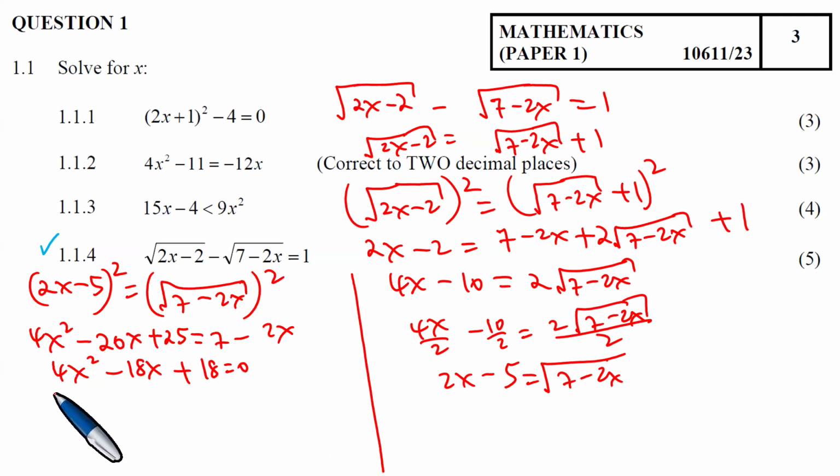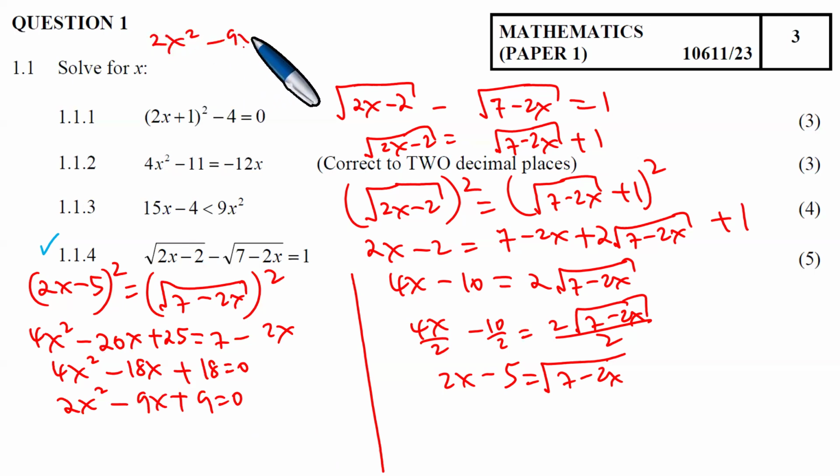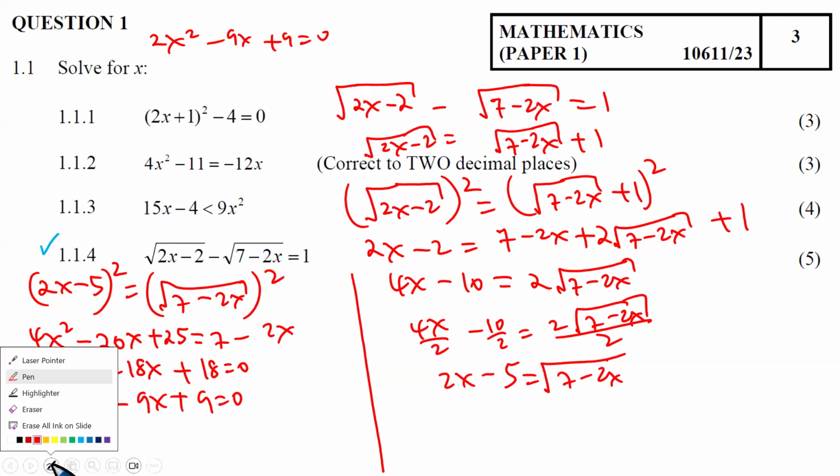In the end, you need to simplify this. To simplify this, you divide right through by 2. Divide 4 by 2, you get exactly 2x squared. You divide the minus 18 by 2, you get minus 9x, and you get plus 9 equals 0. Now, when you get to this point, you need to factorize this. If you have 2x squared minus 9x plus 9 equals 0, how do we factorize this?